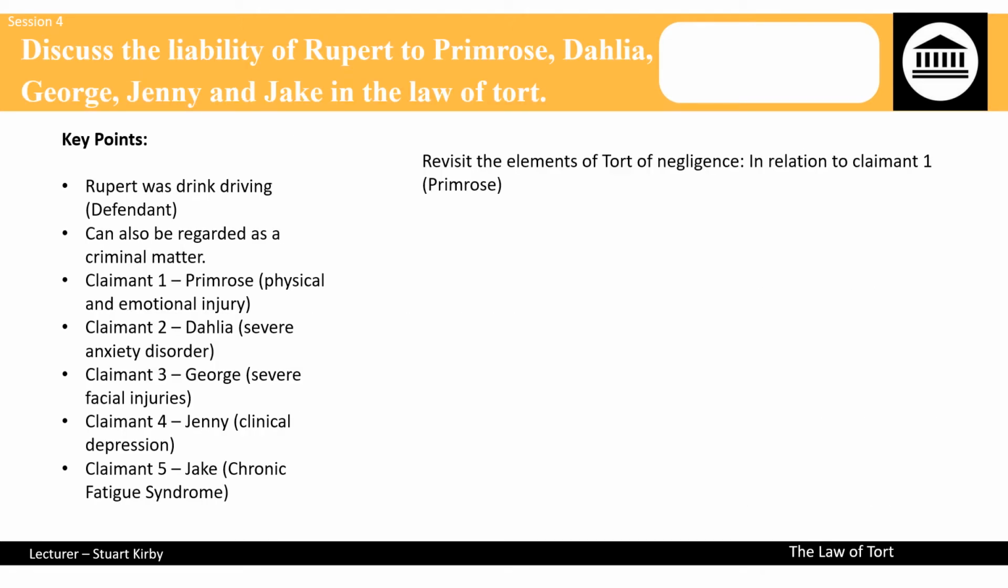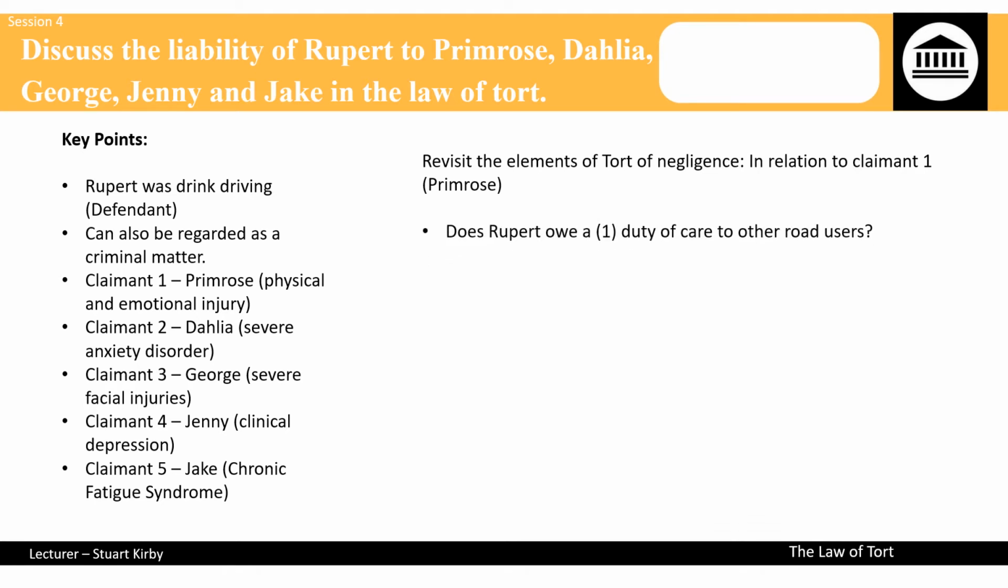So let's take a look first at claimant 1. As you can see here, discuss the liability of Rupert to Primrose, and that's what we're essentially doing for this task. On the left, you can see all the key points that we've extracted from the scenario. Let's just focus now on Primrose.